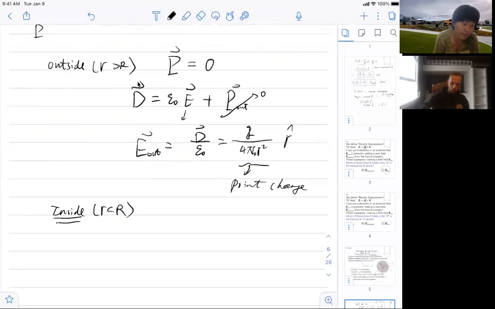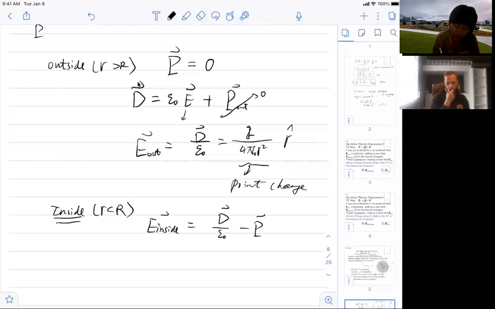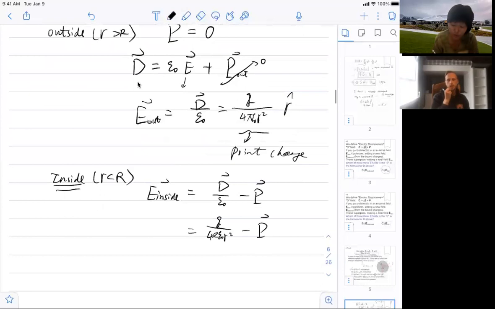So for inside, the E is now going to be D over epsilon naught minus P, the polarization inside. Okay, so this is still KQ over R, but you can see your E field now is being reduced because you have a polarization, you have an induced field, and inside is going to be less than the outside. So it's going to be less than the KQ over R squared, smaller.